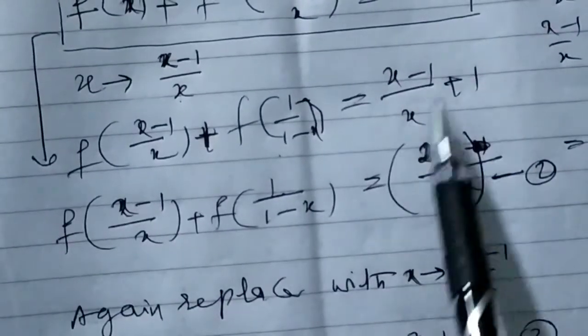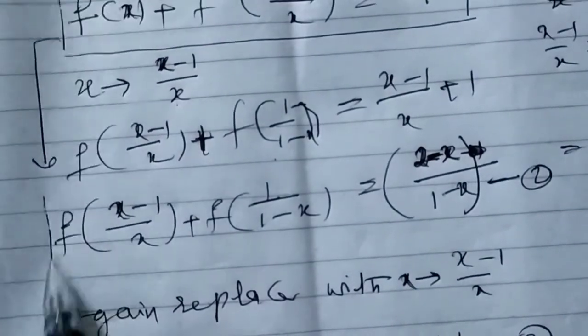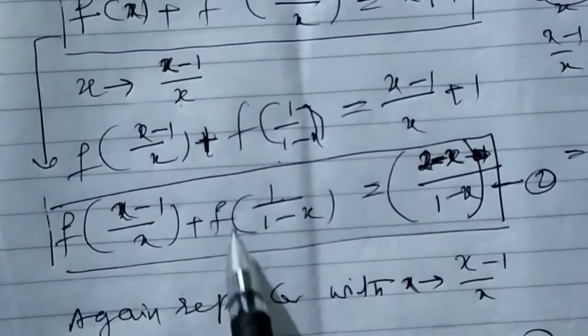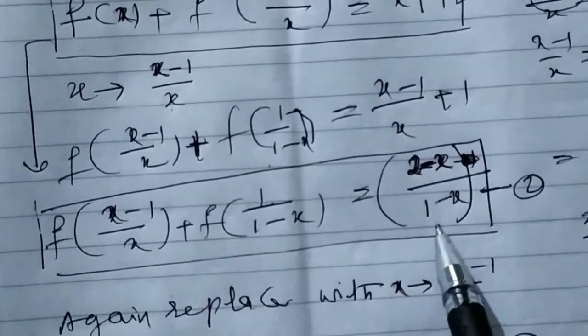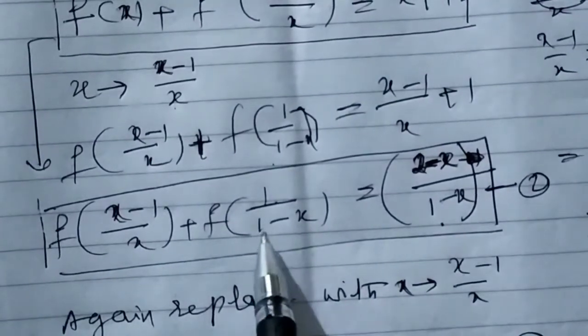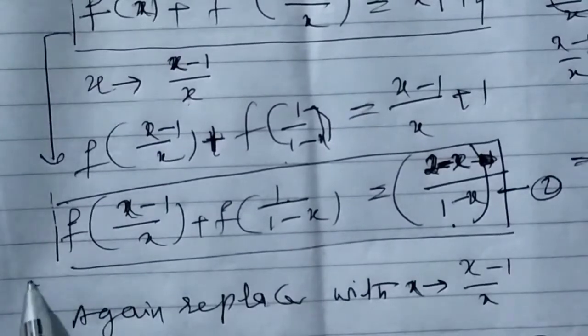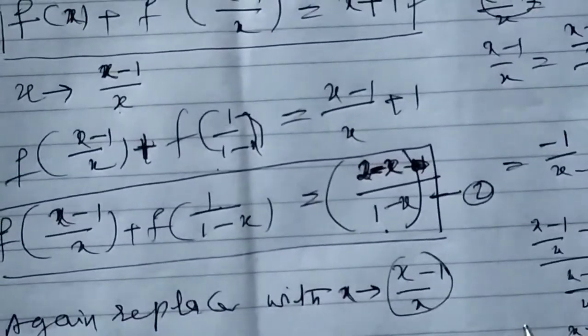And in this also x minus 1 by x plus 1. So the second equation so obtained is f of x minus 1 by x plus f of 1 by 1 minus x is equal to 2 minus x by 1 minus x. But here f of x is not present. So again we have to substitute or replace x by x minus 1 by x in this case.